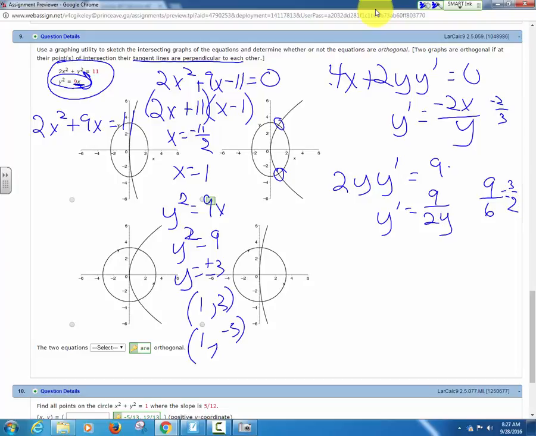What happens when I put (1, negative 3) in there? I get negative 2 over negative 3, which is 2/3. And down here, I get 9 over negative 6, which is negative 3 halves. Yes, they're orthogonal. A lot of work, but do you see the flow to that? Okay. Any other questions about this right now that you've looked at?